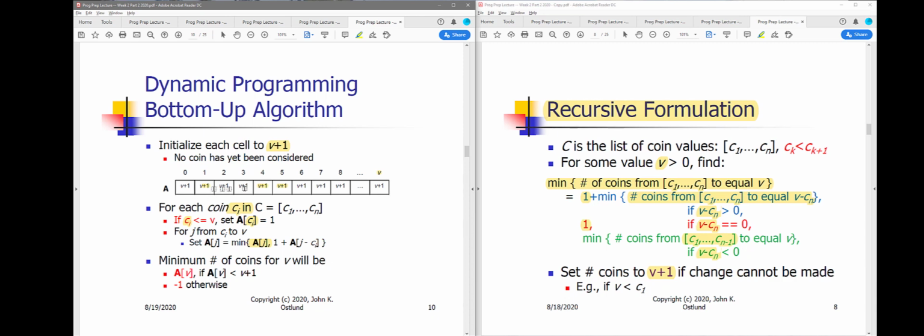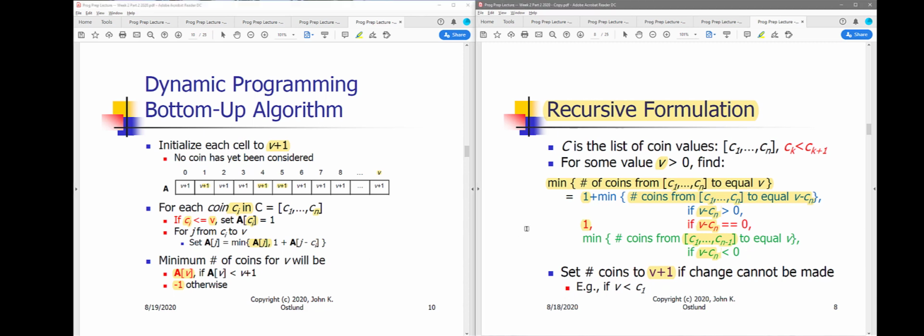Then, when we have finally gone through all of the coins and all of the values from 0 up to v, so this is going to be a nested loop. It's going to be of order n times whatever v is. The final value, a sub v, is going to be the total number of coins that we need. Otherwise, typically this question is phrased in such a way that you're asked to return -1 if there is no combination of coins that will yield that particular change.